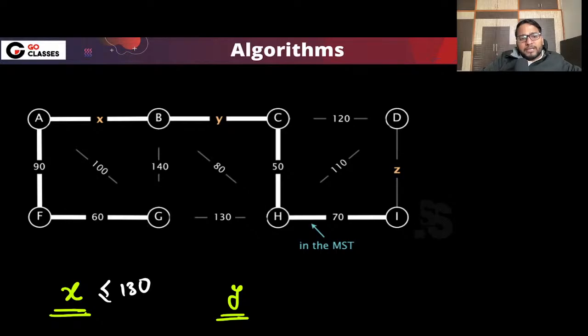Now you will bring the edges. You will bring this edge. This is forming a cycle with y, right? And I think this is the lightest edge. So y is less than or equal to 80 for sure. Okay. So y is less than or equal to 80 and x is less than or equal to 130. Let me know if that is fine to everyone. Okay.